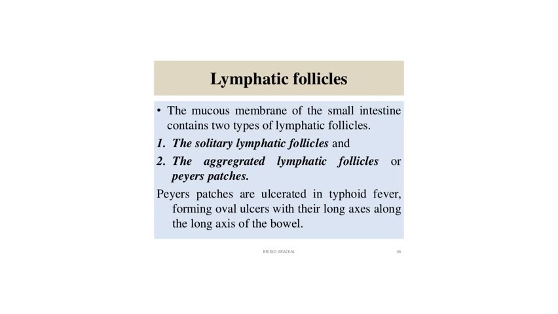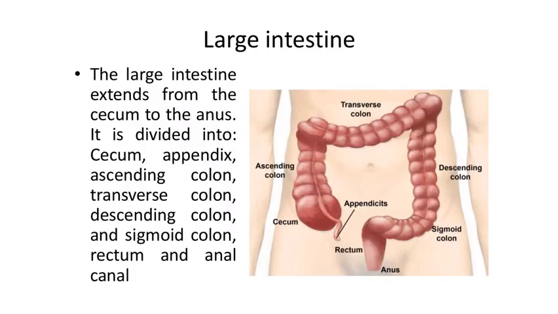The mucous membrane of the small intestine contains two types of lymphatic follicles: solitary lymphatic follicles and aggregated lymphatic follicles, or Peyer's patches. Peyer's patches are ulcerated in typhoid fever, forming oval ulcers with their long axis along the long axis of the bowel.